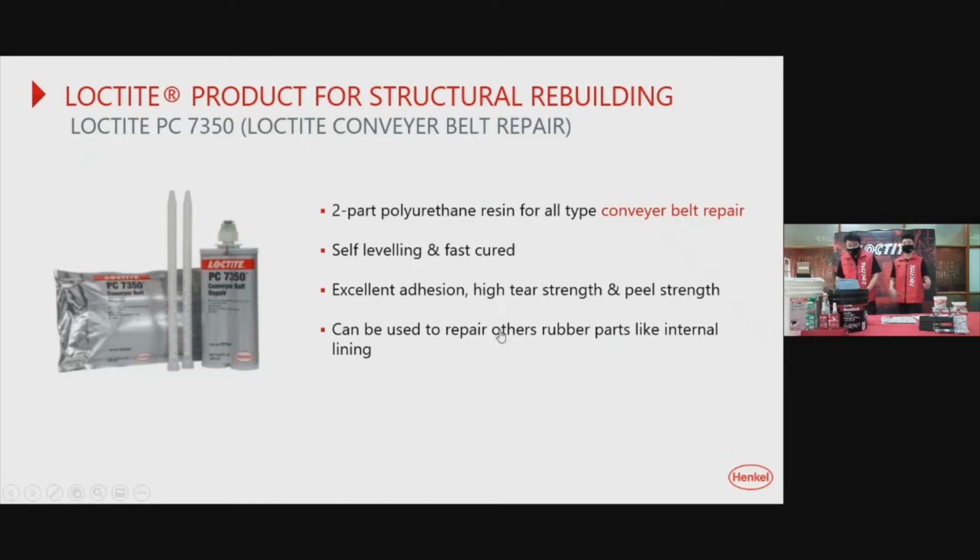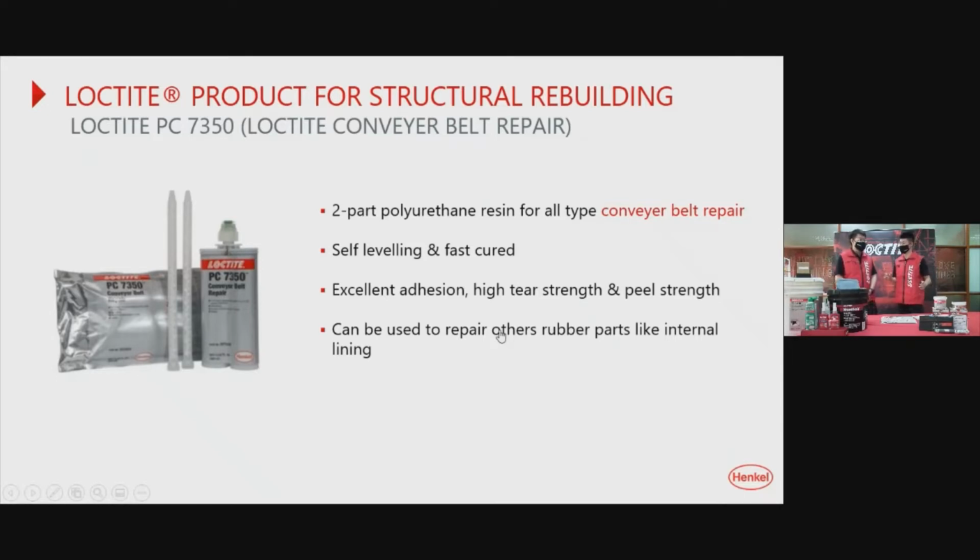This is a two-part polyurethane product, and one of the key features of the 7350 is that it's able to self-level and cure in a very fast way. Normally this product takes around 2 hours, probably less than 2 hours, to reach functional cure. One of the key things we'd like to highlight is that it has very strong adhesion, strong bonding towards different kinds of conveyor belts.